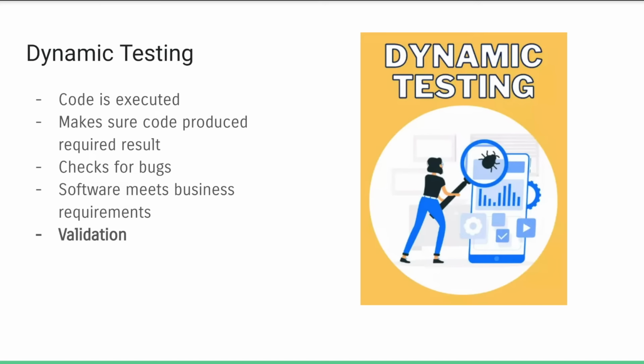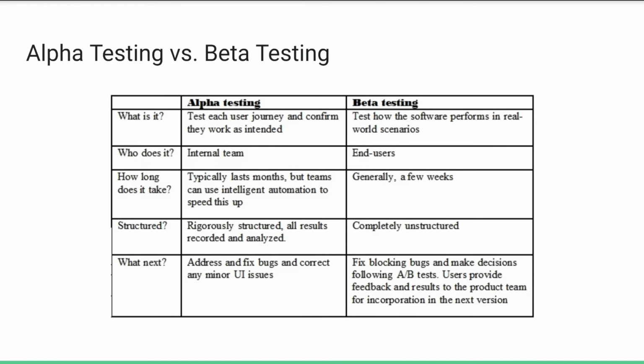Or more specifically, software meets business requirements. Business requirements is just a term for the tasks that software should be able to accomplish. The term validation is synonymous with dynamic testing because we're basically validating that our software works as we want it to work.